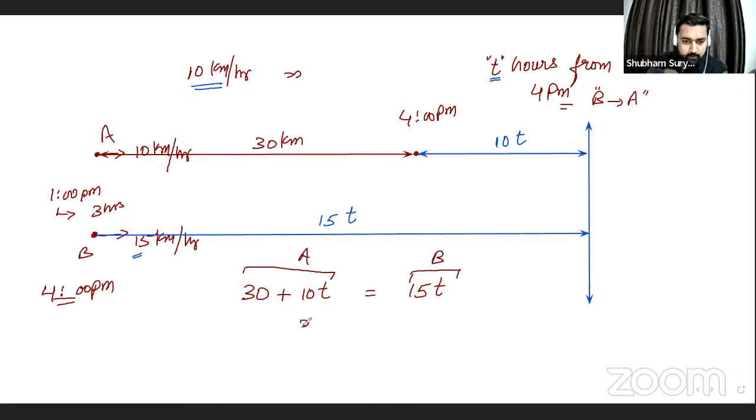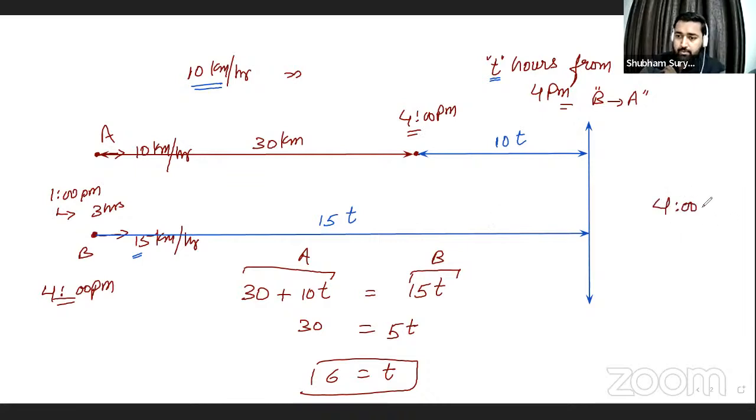So 30 equals 15 minus 10, which is 5T. Therefore, the value of T comes out to be 30 by 5, which is 6. So exactly 6 hours from 4 p.m., person B will be able to catch person A. What was the time? 4. So after 6 hours from here, what time will it be? 10 at night. So person B will be able to catch person A exactly at 10 p.m.